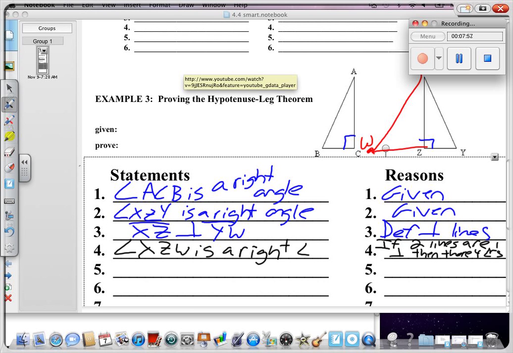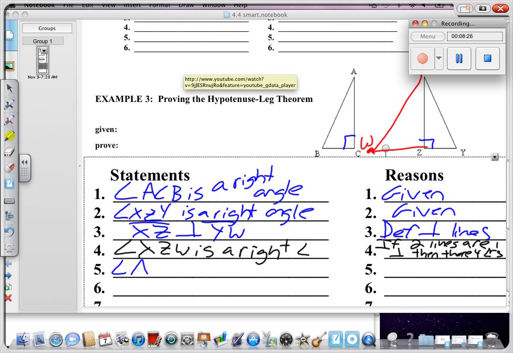Yes? For number 4, what is the reason? If two lines are perpendicular, then there are four right angles. Is there a way we can shorten that? I think it's postulate something in your book, but I don't have the numbers memorized. Hypotenuse leg? No. Two lines are perpendicular, they form four right angles. It's a postulate. You can look that up.